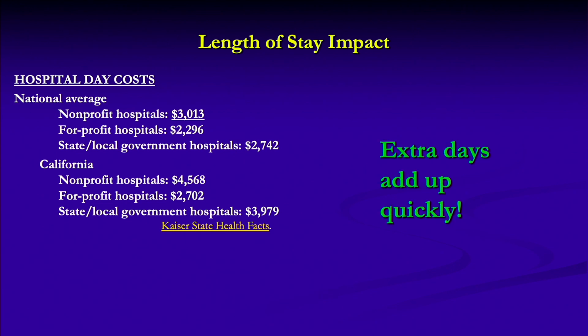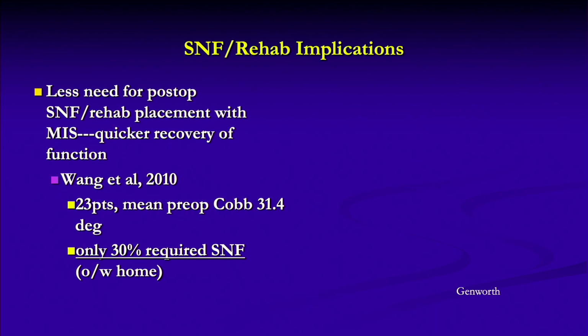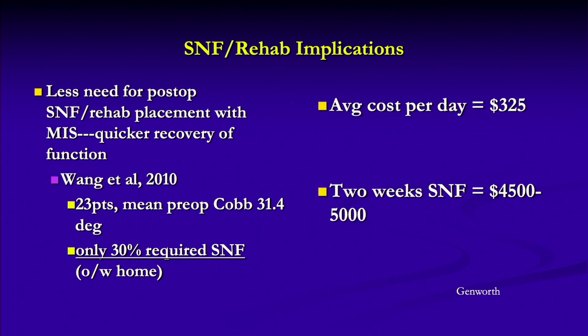If you can drive patients home a few days earlier, it is meaningful societally in terms of the cost of overall care. Mike Wang looked at this in 2010, again, very early in our iterative learning on MIS deformity, and he was also able to show pretty low requirement for skilled nursing facility, obviously less cost than the hospital cost, but not insubstantial if you consider a couple weeks stay.